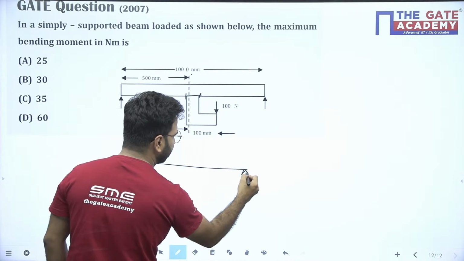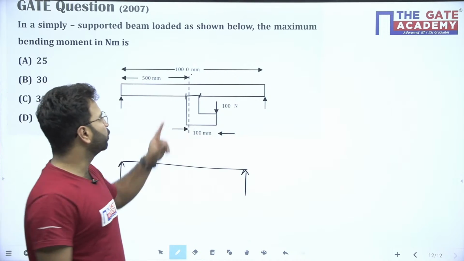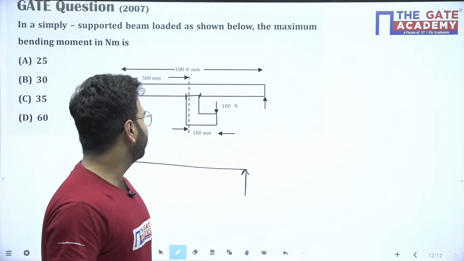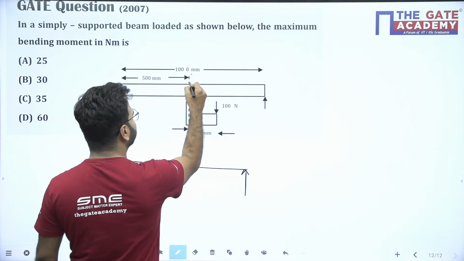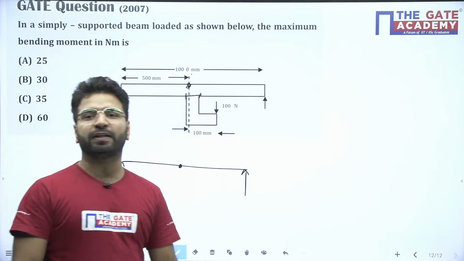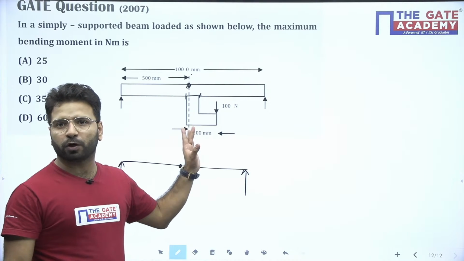Diagram will be like that. Okay, you can see we can transfer this force on the beam. I hope all of you know how to transfer the force on the beam, yes or no? We can transfer this force on the beam here only, meaning at the center we can transfer the force. How can you transfer the force? You know, I hope all of you know, right?